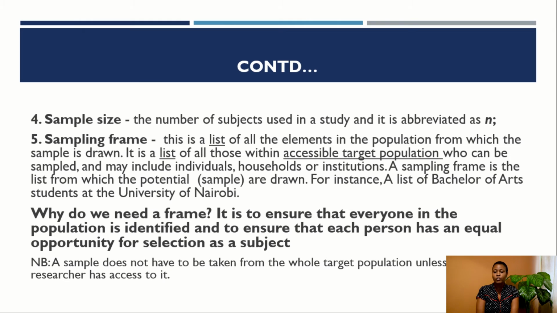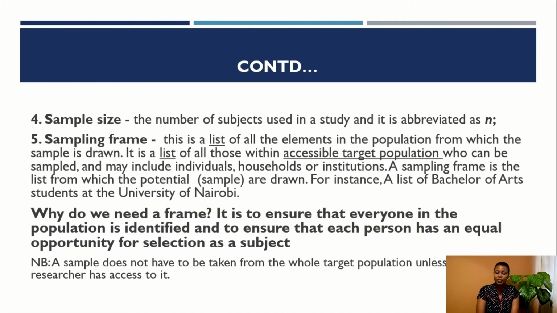Now let us define what a sample size is. The sample size is the number of subjects who are used in a study, and it is abbreviated as N. Where do we draw the sample size from? The number to be used in the study is drawn once we have the sampling frame. Now, sampling frame refers to a list of all the elements in the population from which the sample is drawn. It is a list of all those within accessible target population who can be sampled. Using our example of Bachelor of Arts students at the University of Nairobi, it therefore means that a sampling frame will include all the students in the Bachelor of Arts course at the University of Nairobi.